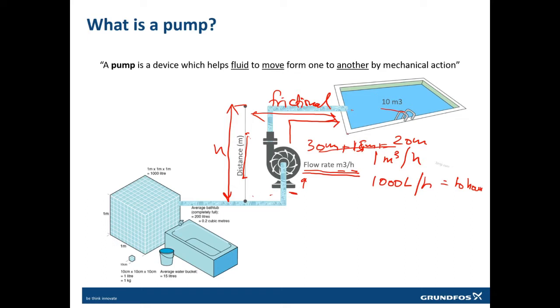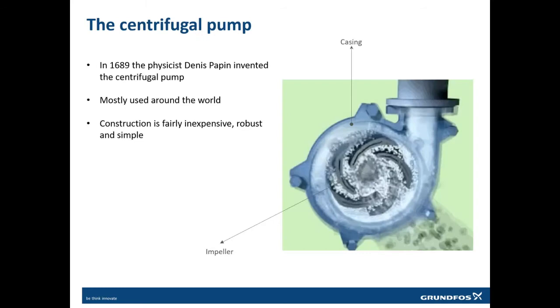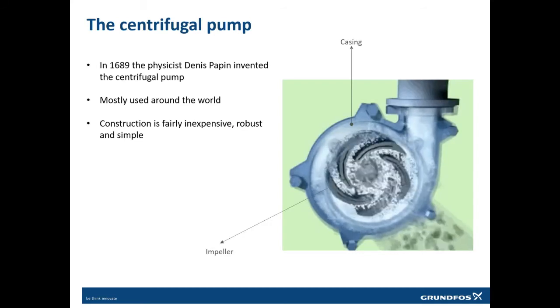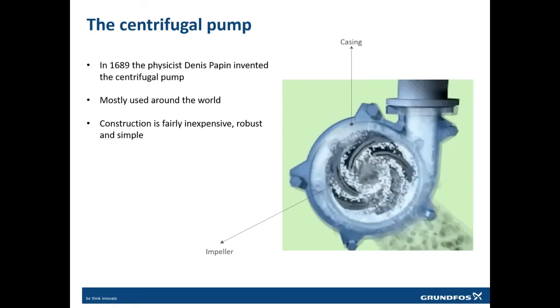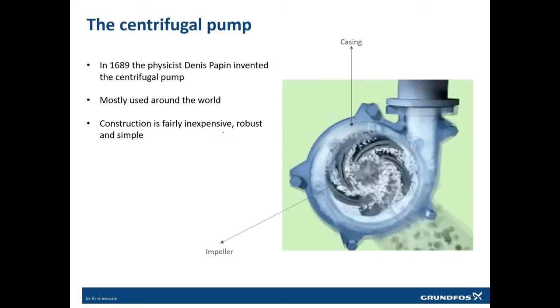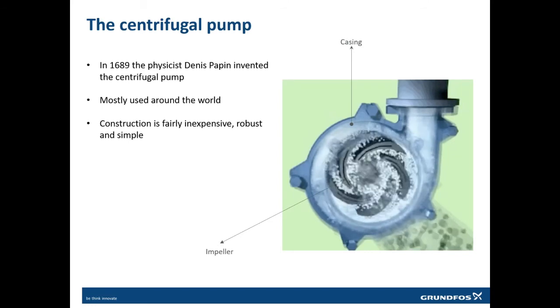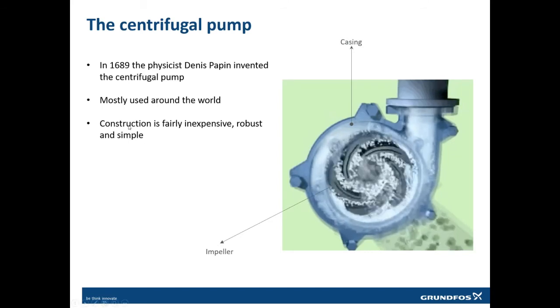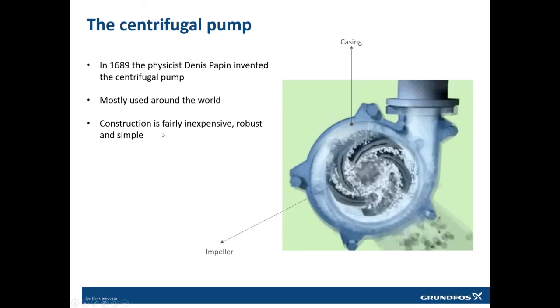So these are the two very basic components of the pump. This is what a pump is designed for, to give you first the flow, the amount of water, and second, to some distance. Now, moving forward, the pump was first designed in 1689 by a physicist, Denis Papin. This is the most used tool around the world for moving liquid. So whenever you have movement of water, you will use some kind of a pump.